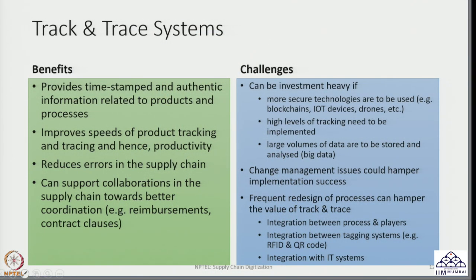And then you need to see whether there is any interaction happening between different kinds of tagging which are present. Let's say you have an RFID tag also, you have a QR code also. Is there any interaction or integration required between them, or can they be separate? Then we also need to see that when we bring in a new track and trace system, does it integrate with our current IT systems or not, or if some huge changes are required. So we need to be taking very measured steps when we implement track and trace systems, but we have huge amounts of benefits which are possible, mainly in terms of providing visibility of data within the entire supply chain.